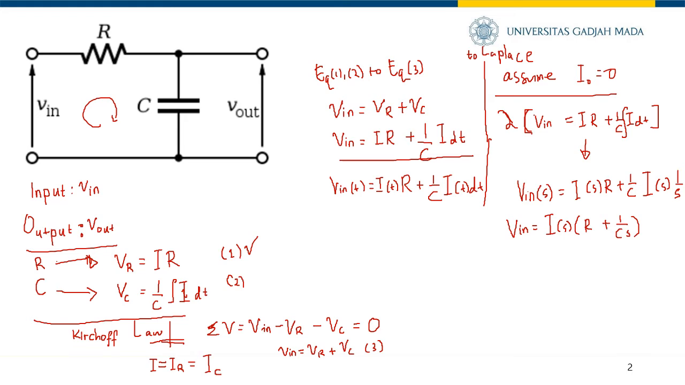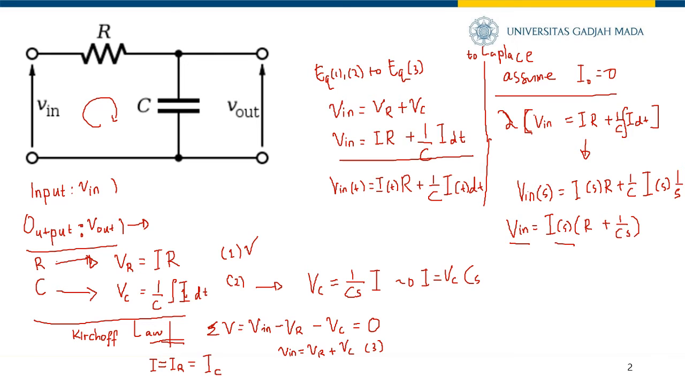Unfortunately, in this equation we already determined that the output is Vout. So we need to convert all the variables to these two variables. We already have Vin here, and then we need to convert I to Vout. How do we convert it? Let's use the capacitor equation and transform it to Laplace. Then we can manipulate the equation to be Vout = I/(Cs).